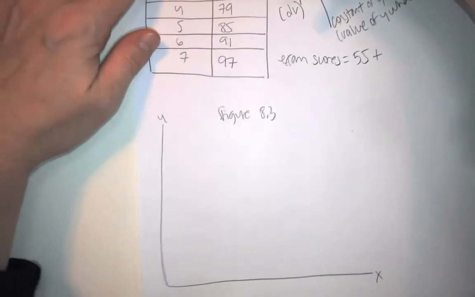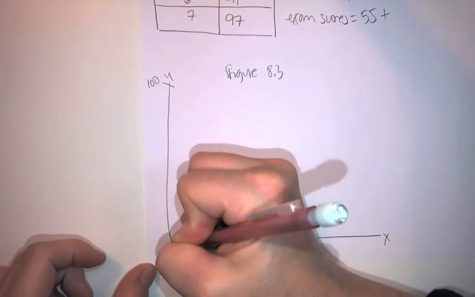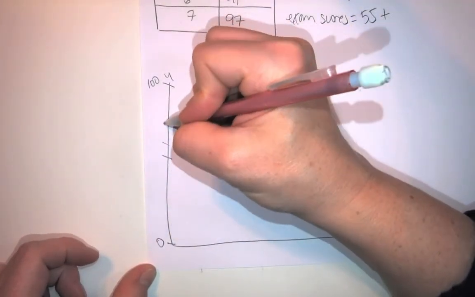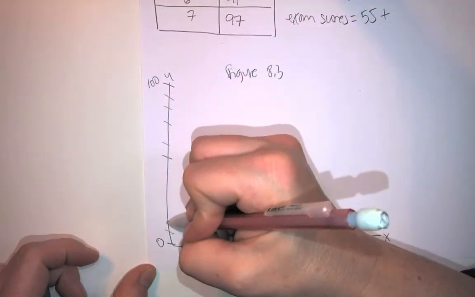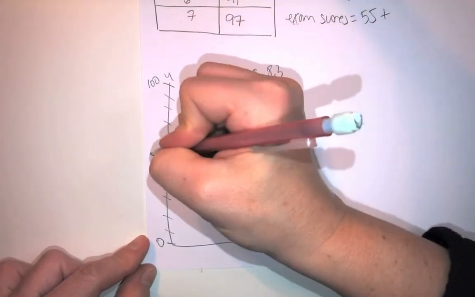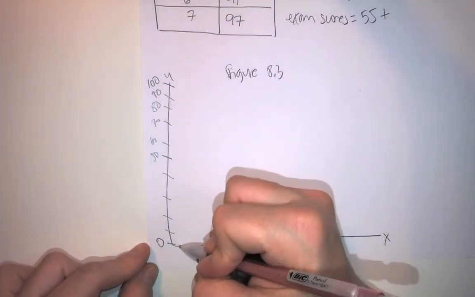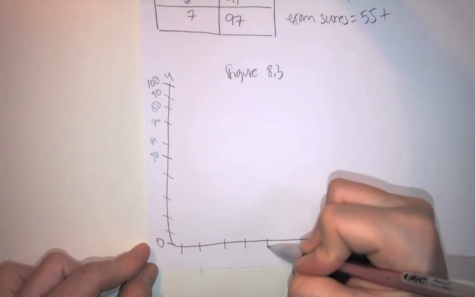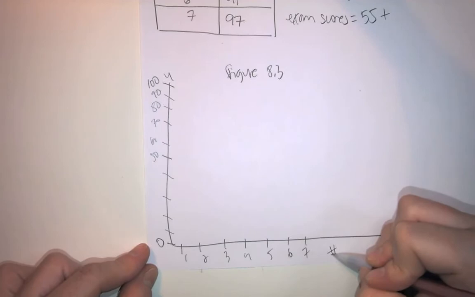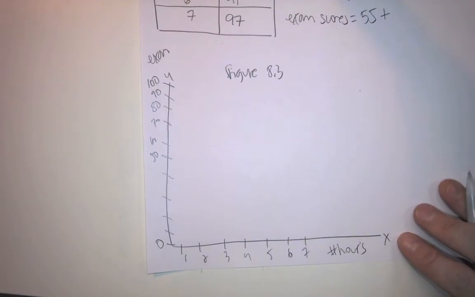So let's go ahead and do a manual scatter plot here for the data that we have. Along my y-axis, I'm going to have my exam scores: 50, 60, 70, 80, 90, 100. This is not going to be perfect. And then my x is going to be 1, 2, 3, 4, 5, 6, 7. So this is number of hours, and this is my exam score on the y-axis.